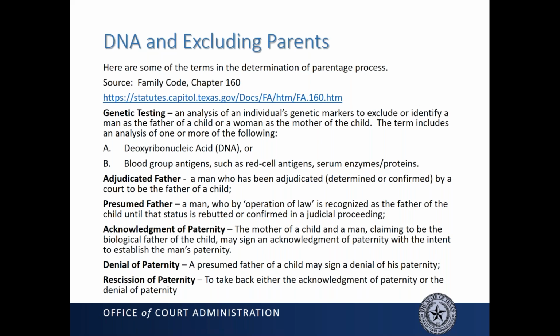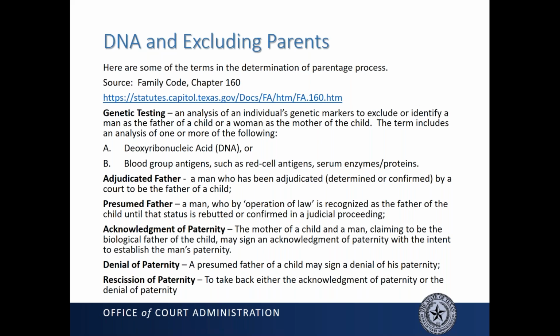So some of the terms that you will be hearing is the genetic or DNA testing, and that marks genetic markers that exclude or identify a man as the father of a child or a woman as the mother of a child. We have an adjudicated father, a man who's been adjudicated, determined or confirmed by a court to be a father of a child. We have the presumed father, a man who by operation of law is recognized as the father of the child until that status is rebutted or confirmed in a proceeding.